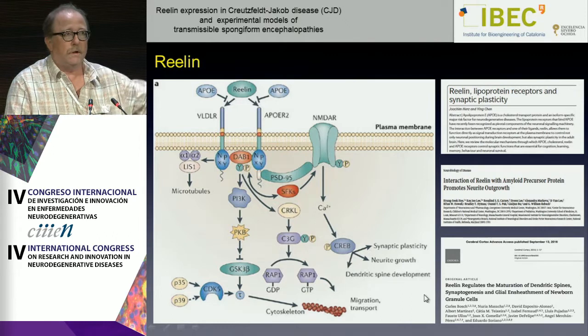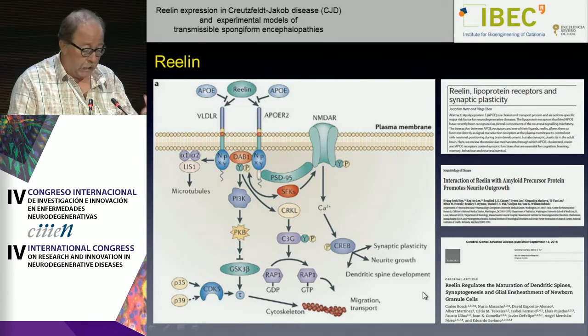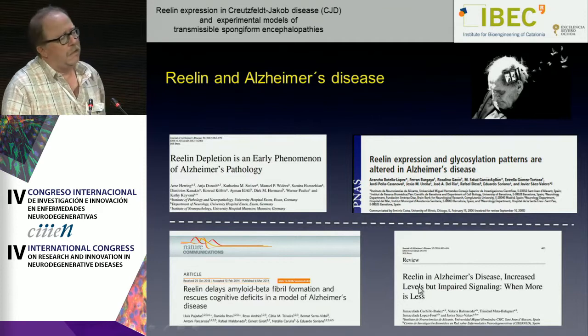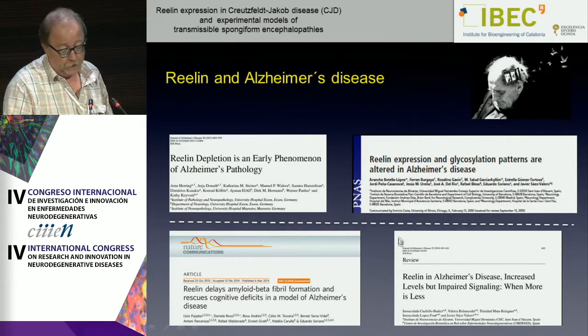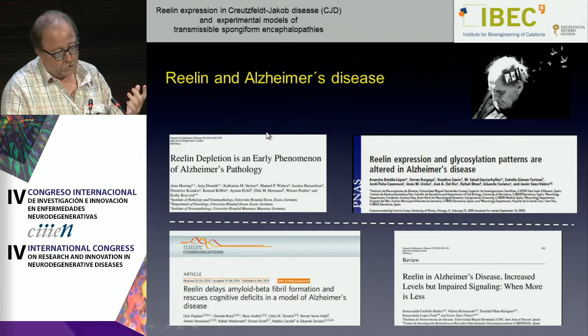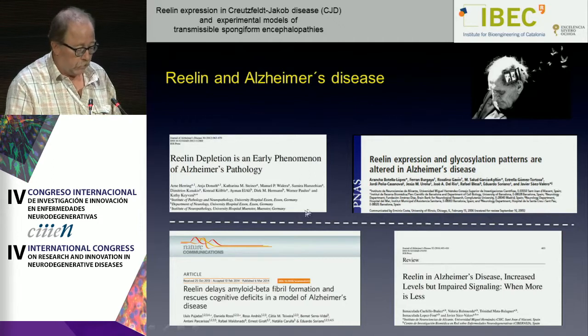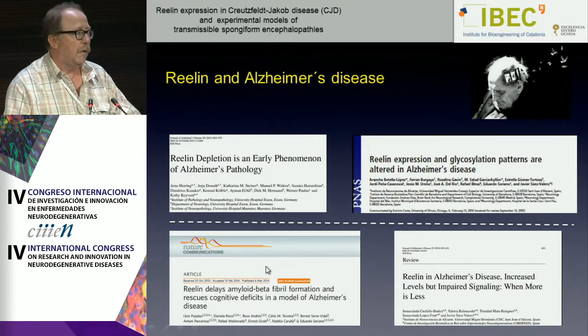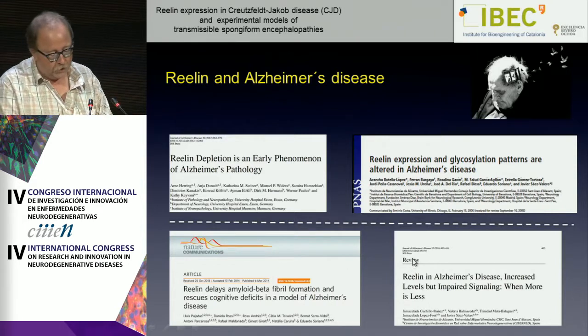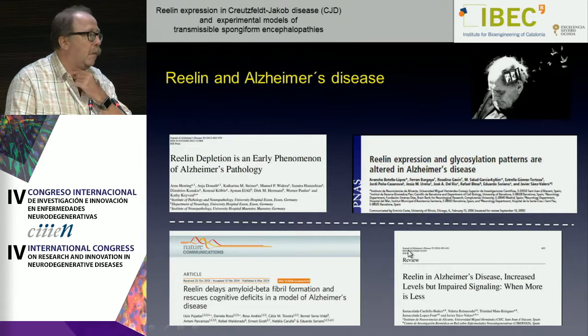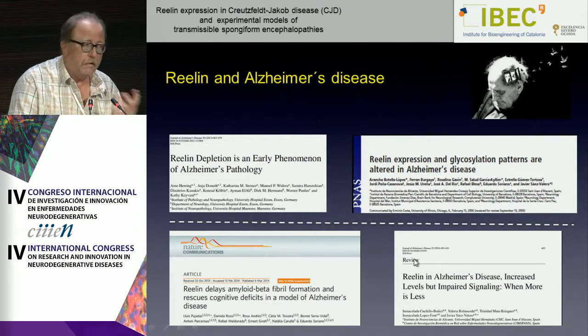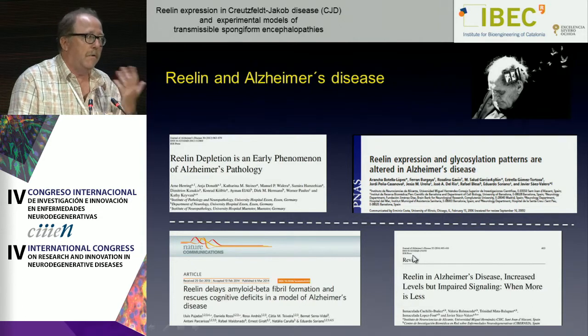Most of these functions strongly decline in neurodegeneration, and many studies analyzed the expression levels of reelin in Alzheimer's disease. In fact, there are two main ideas. The first one is that reelin is decreased in Alzheimer's, and the second one is that reelin is increased in Alzheimer's. Nevertheless, what we know is that reelin is a good protein for Alzheimer's disease, because in transgenic mice, overexpression of reelin is able to rescue the cognitive deficit. But we also know, as nicely described by Javier's group, that reelin in Alzheimer's is a non-functional protein.